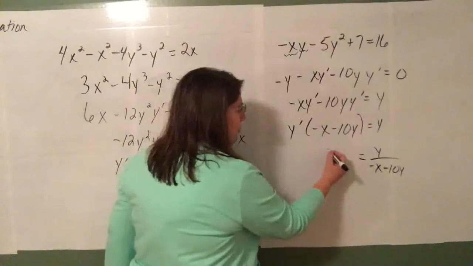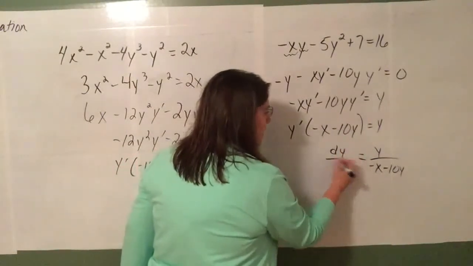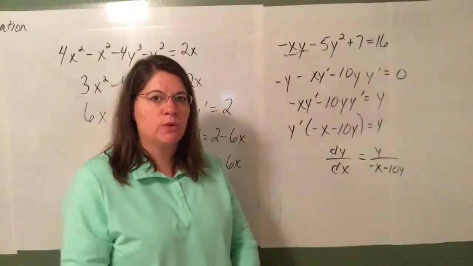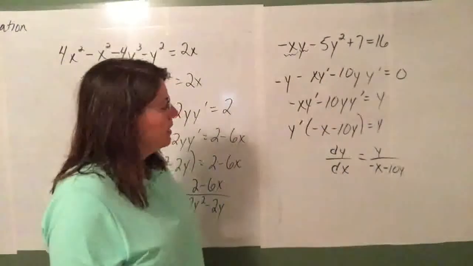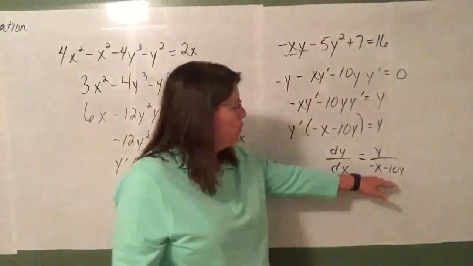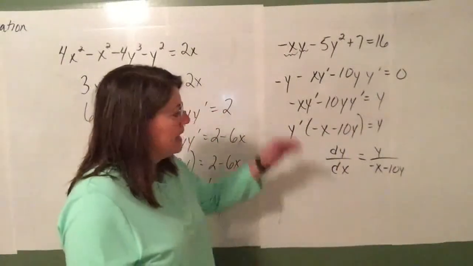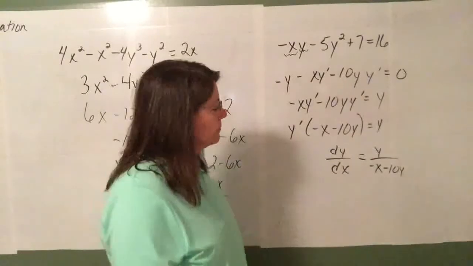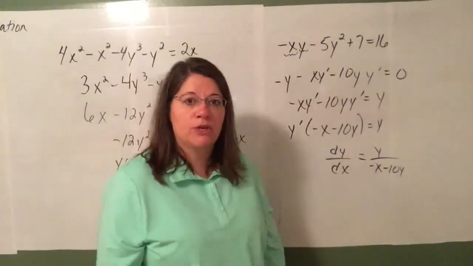And the y prime is here, which is the same thing as dy over dx. I just changed my notation to match what the directions ask me to do. With this, if you wanted to express that as negative y over x plus 10y, that's fine. It doesn't matter.